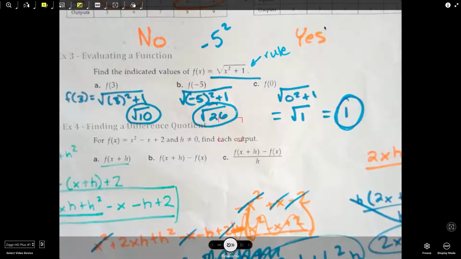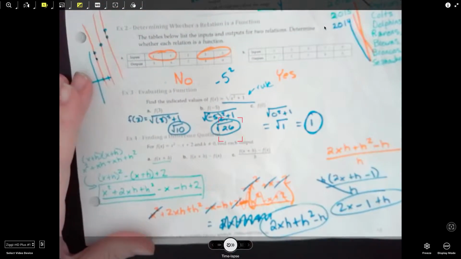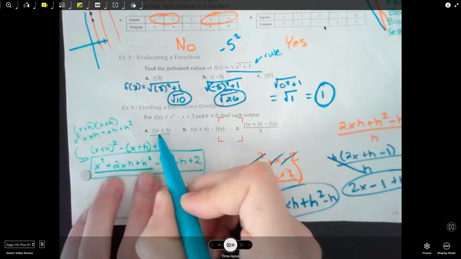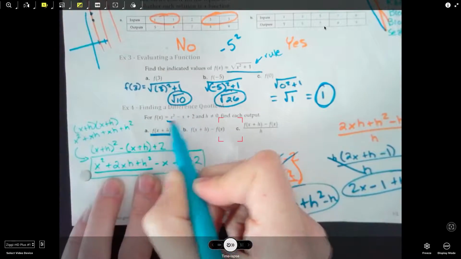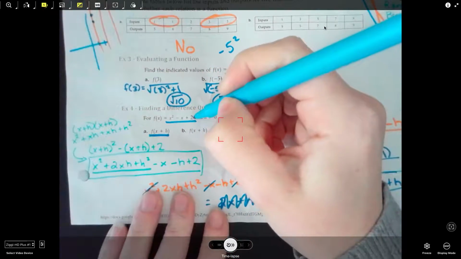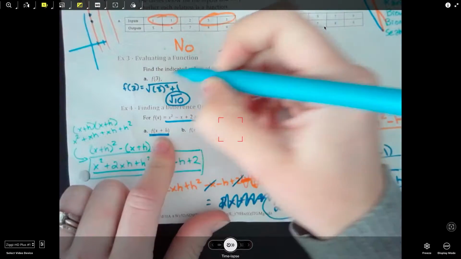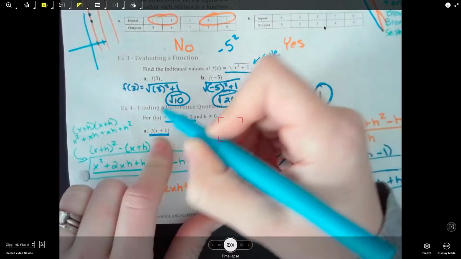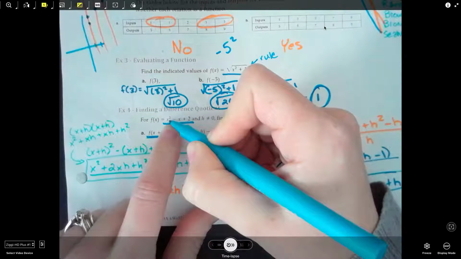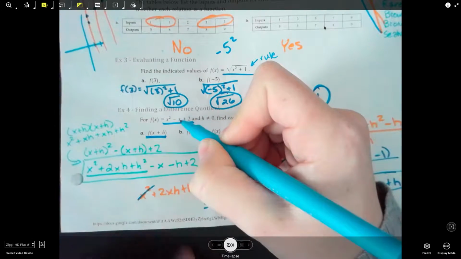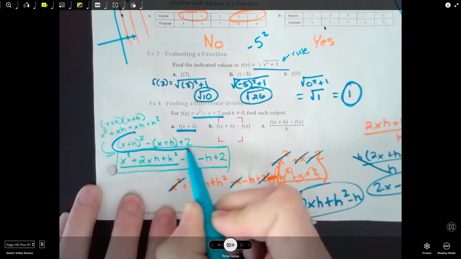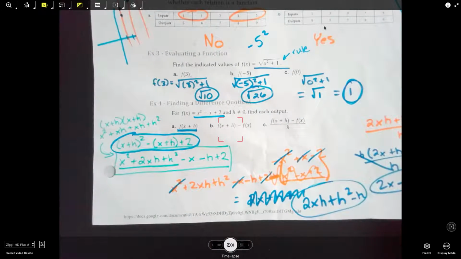Okay? And then the last one, which is kind of ugly, but it should just make sense like the top ones were. They want us to find f of x plus h given this equation right here. So my equation is x squared minus x plus 2. When we did f of 3, we just plugged 3 in for x. When we're given f of x plus h, you're just taking x plus h and plugging it in to the equation for both of those x's. So it will look like this: (x plus h) squared minus (x plus h) plus 2.